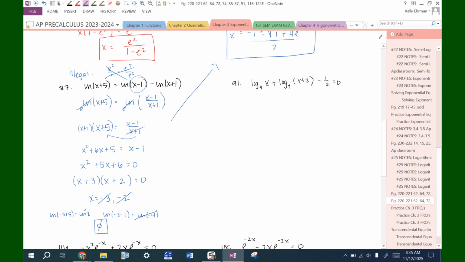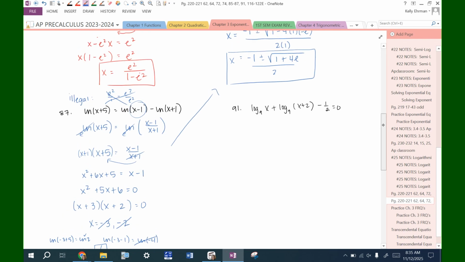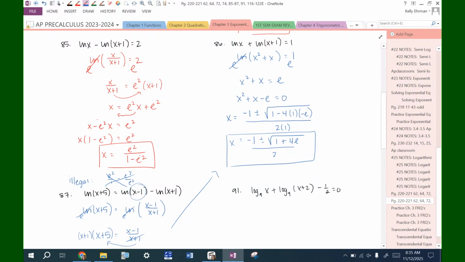All right, so kind of strange for that one. Now, why did I say, oh, wait, what about this one? So remember, we can't log negatives. So negative 1 plus the square root of 1 plus something, the square root of that is definitely bigger than 1. So the positive is positive, but negative 1 minus that is negative. So actually, I need to throw out the negative. And so my only solution is negative 1 plus the square root of 1 plus 4e all over 2.